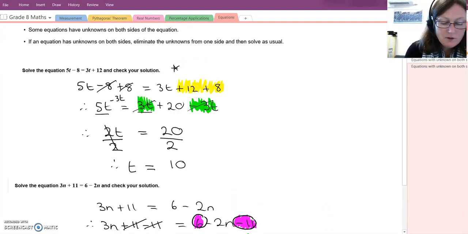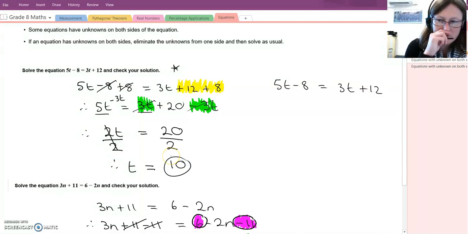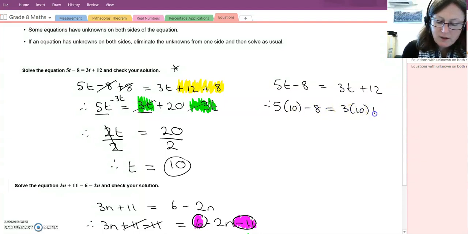It asks us to check our solution. So with these questions that ask us to check our solution, this is how we do it. Let's write out our question. We have done this and we have said that t is equal to 10. So let's see if this is true. Wherever I see t, I'm going to put 10. So 5 times 10, subtract 8 is equal to 3 times 10 plus 12.